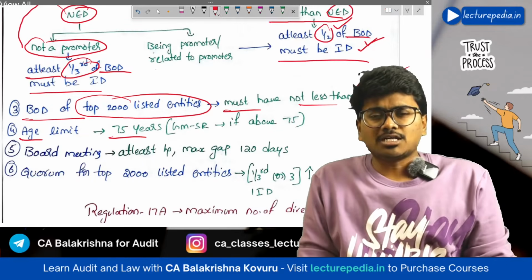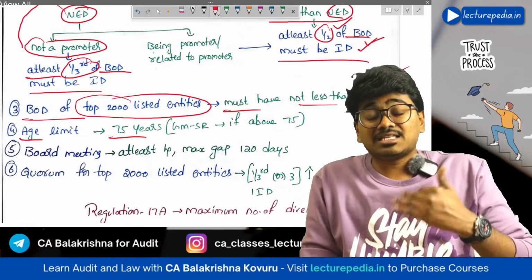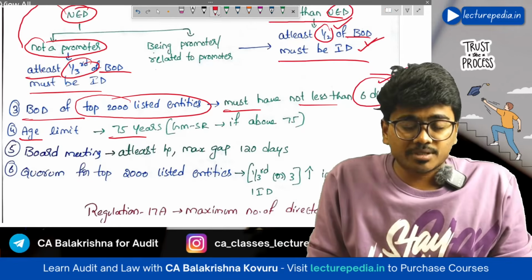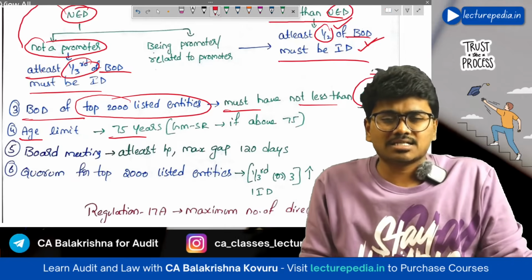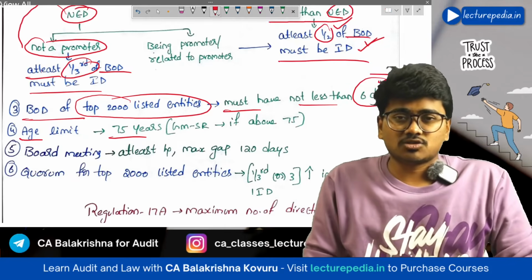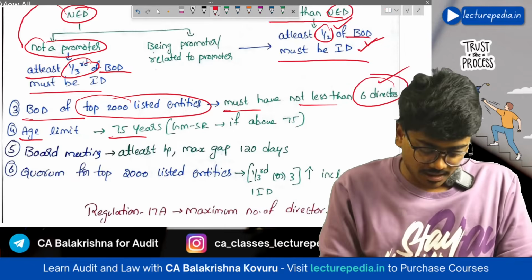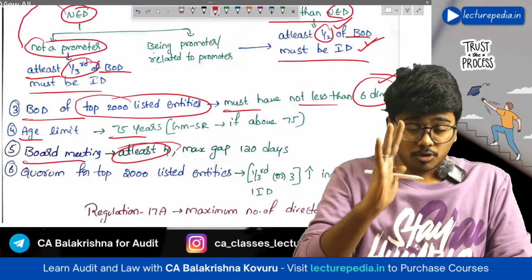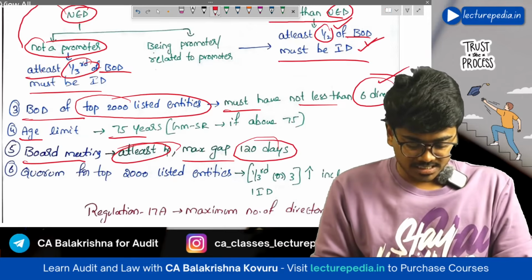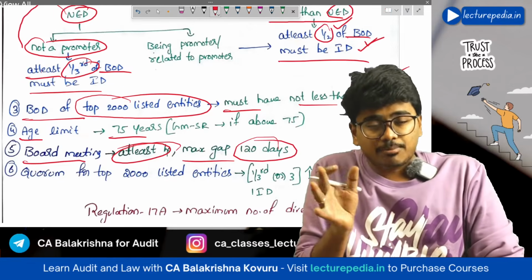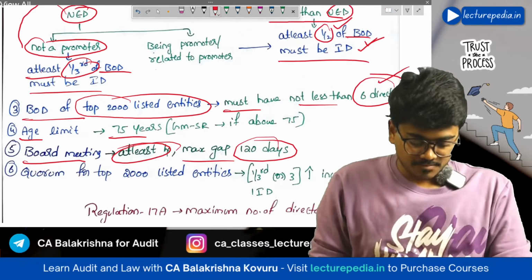You cannot appoint a person who is more than 75 years as a director of the company. However, by passing a general meeting special resolution, you can appoint a person who is more than 75 years of age as a director of the company. Next, board meetings. At least 4 board meetings must be conducted in a year, and the maximum gap should be 120 days.